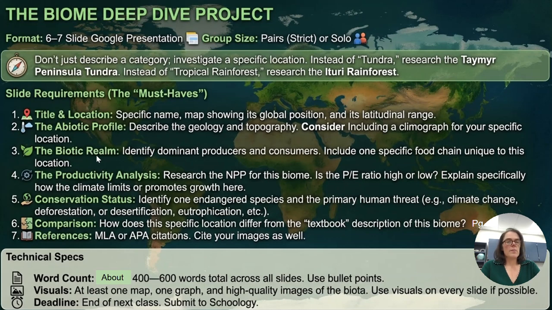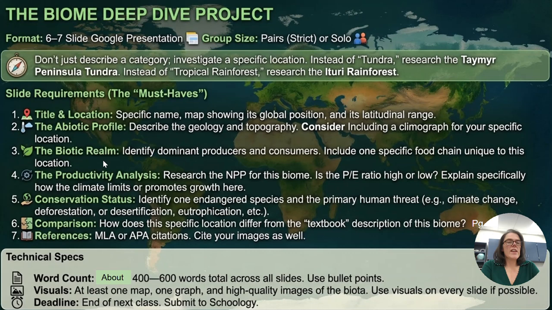Third slide, the biotic realm. Identify the dominant producers and consumers and include one specific food chain that's unique to this location, to this microbiome that you're looking at. Fourth, the productivity analysis: research the net primary productivity for this biome. Maybe look at the PE ratio. Is it high? Is it low? Explain specifically how the climate limits or promotes growth of that producer layer here. Talk about those animals and those plants that live there. What are they limited by, if anything?